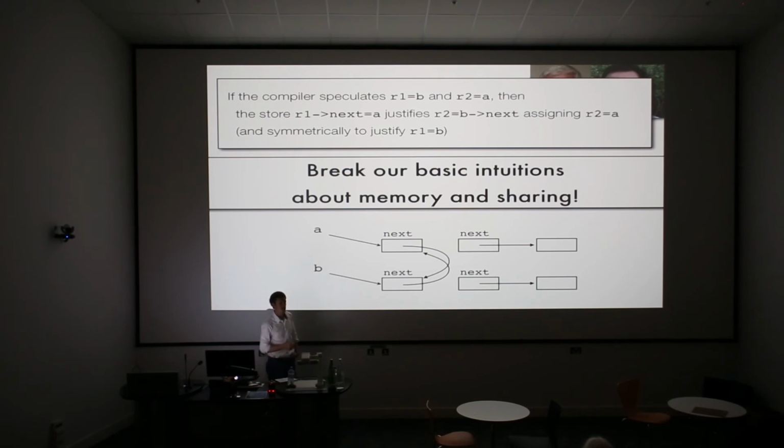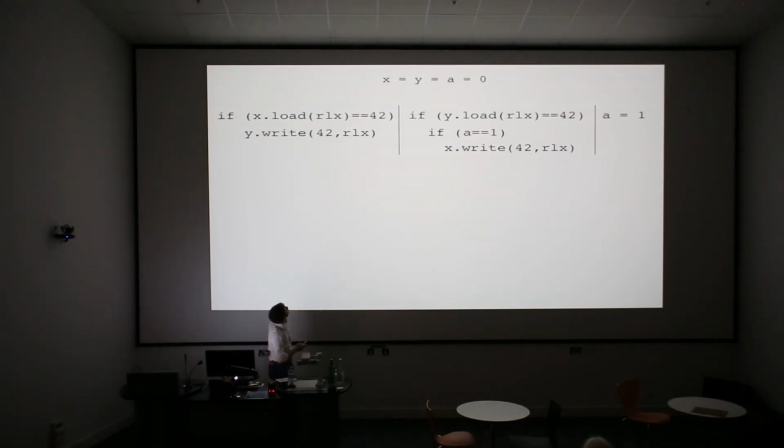Another dreadful consequence I wanted to show you was a bit more complicated program. Sorry, I have to move this way. I hope you can hear me. So imagine x is equal to y, and A, everything is 0. A is non-atomic, x and y are atomic. And so what does this do? One thread says A equals 1, and then it says if x is 42, then write 42 into y. And here you say if y is 42, if A is 1, then write 42 into x.